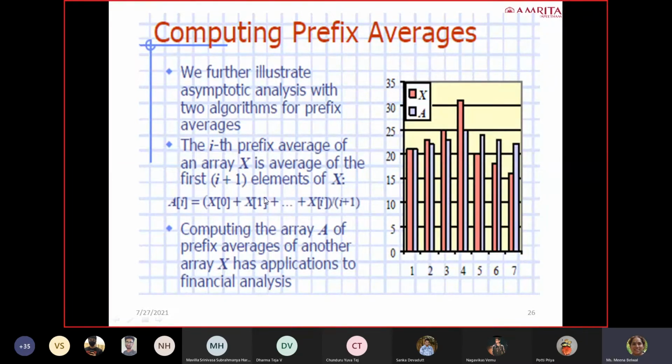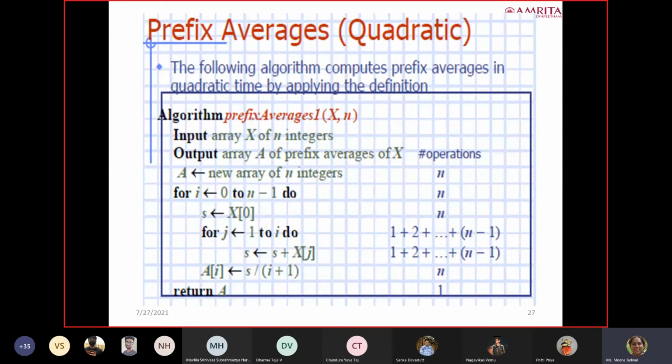But you will see that there are two ways you can solve this problem. If I ask you to solve it, you can probably say that I have an efficient way by which I can do it. All of you can solve this problem. It's a simple algorithm, but we will see two algorithms for the same problem. So this is the first algorithm, and the asymptotic analysis says that this algorithm's runtime is going to be quadratic. So the following algorithm computes prefix averaging in quadratic time.